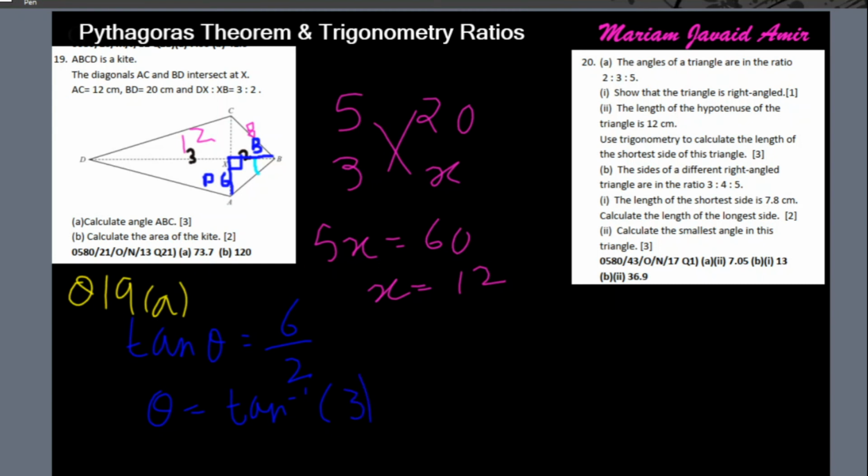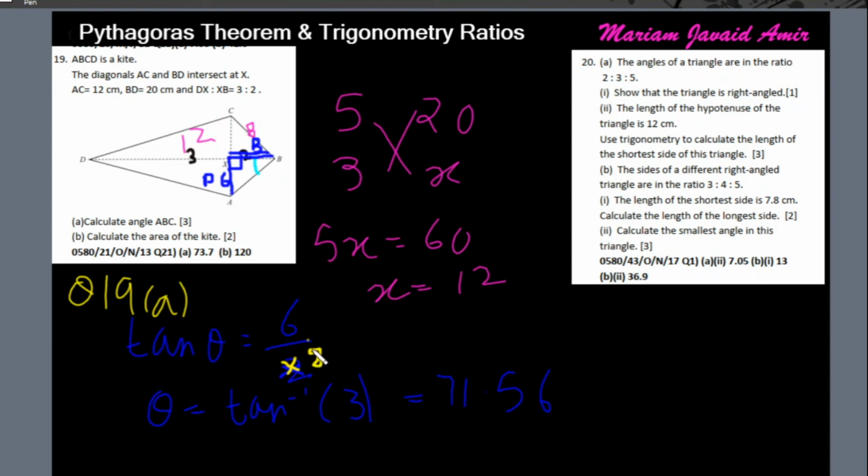What does this give us? Inverse tan 3 gives us 71.56, which is not the correct answer. Let me see where I've messed up. Yes, this length BX came out to be 8. I've written 2 over here. I've written the ratio by mistake. So let me correct it, this is 8.